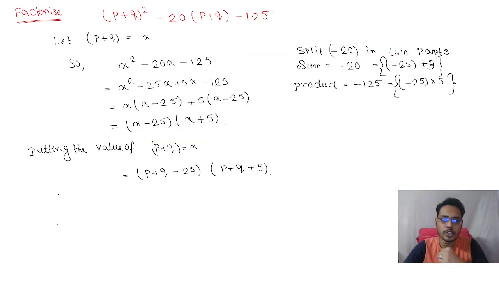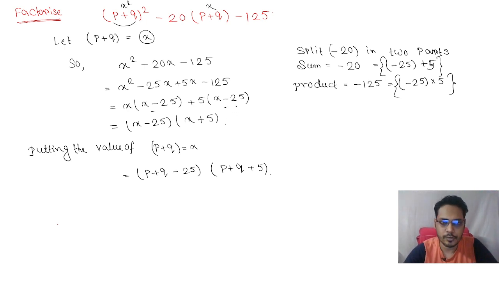Now p plus q whole square minus 20, p plus q minus 125. Don't get confused, assume this p plus q as x. So it will be x square minus 20x minus 125. So factorize minus 20, we can write minus 25 plus 5. So from the first two parts, take x common, so it will be x into x minus 25. From the third and fourth part, take 5 common, it will be x minus 25.